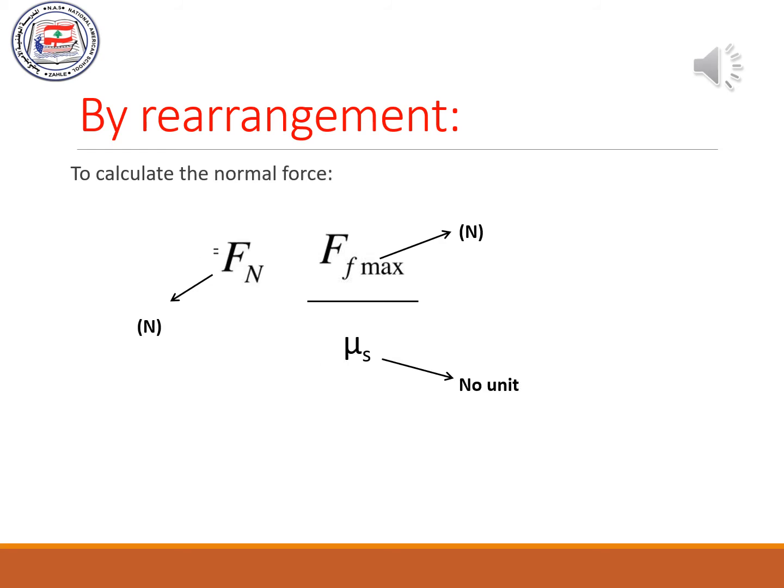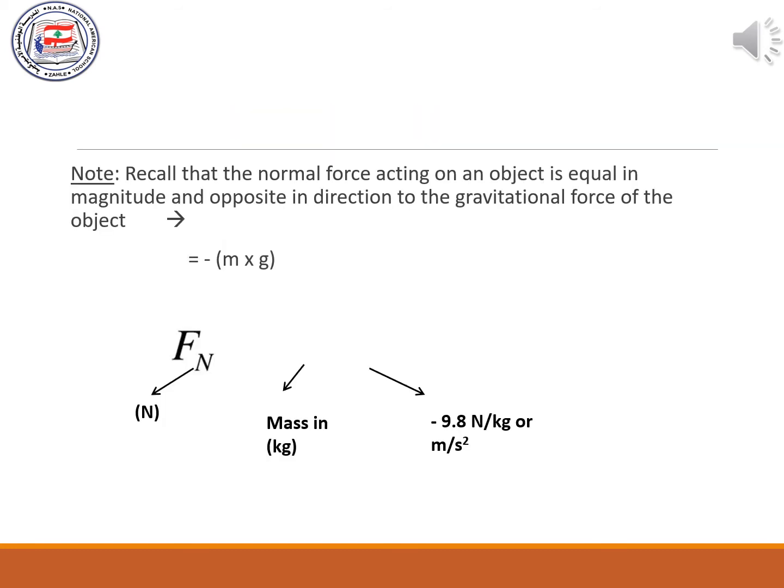Also, by rearrangement, we can calculate the normal force by dividing the force of maximum static friction over the coefficient of static friction. Note, recall that the normal force acting on an object is equal in magnitude and opposite in direction to the gravitational force of the object. So if you have in the given the mass, you calculate the normal force and then you continue by using the following equation. So normal force is equal to negative m times g, where m is mass measured in kilograms and g is negative 9.8 Newton per kilogram or meter per second squared.